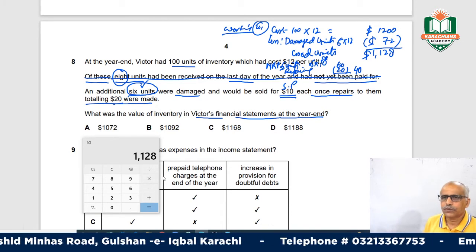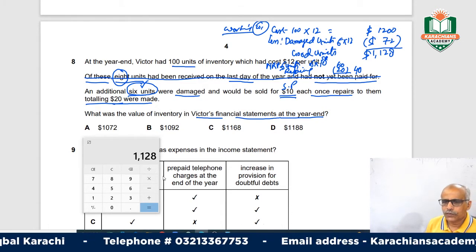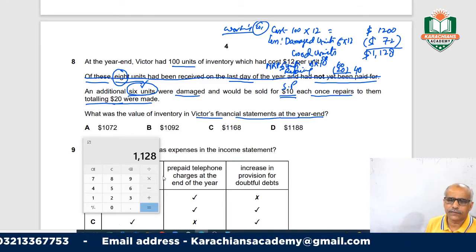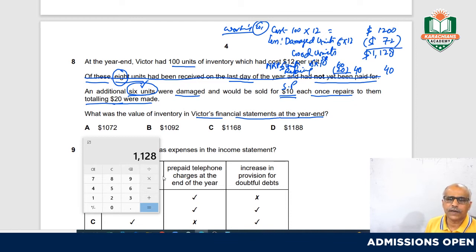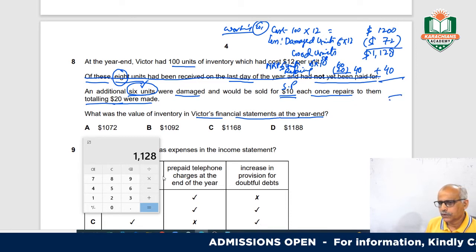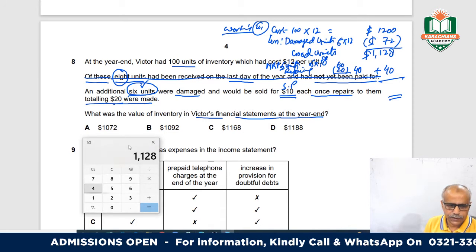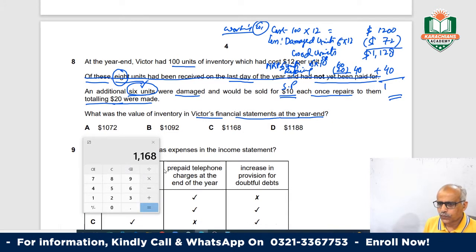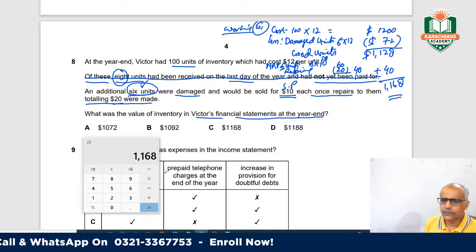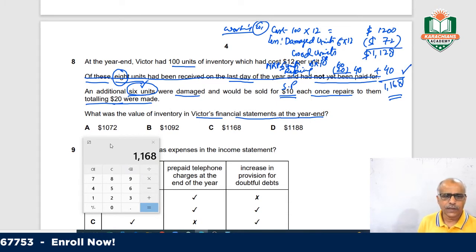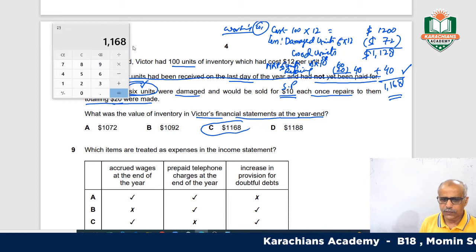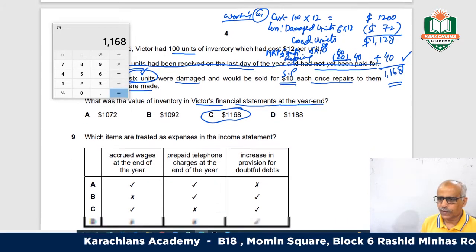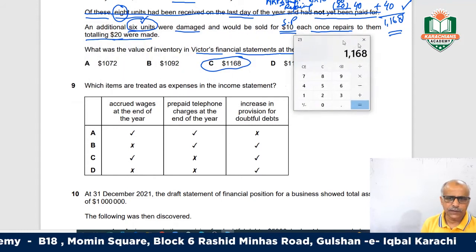So whichever you have to consider, the lower of cost or NRV. The lower of cost and NRV, 72 and 40. So 6 unit cost you have to take at 40. So this will be your 1128 plus 40, 1168. This will be your ending inventory, which you will consider during preparation of your financial statement. So your answer will be C, 1168. Move on to the next question.